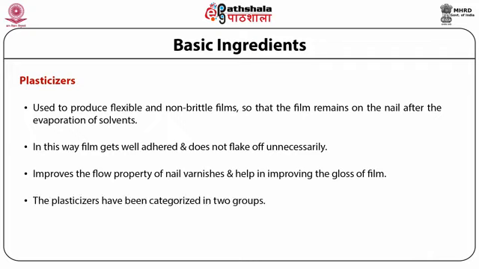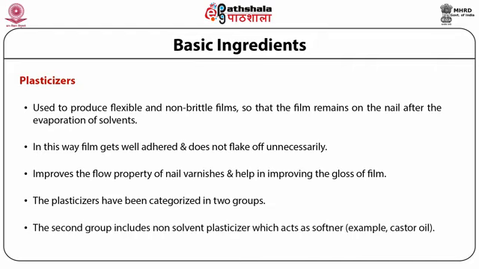The plasticizers have been categorized into two groups. The first group includes solvent plasticizers, which are generally high molecular weight esters exhibiting low volatility and high melting point, and they act as solvents for film forming material. The second group includes non-solvent plasticizers, which act as softening agents like castor oil.